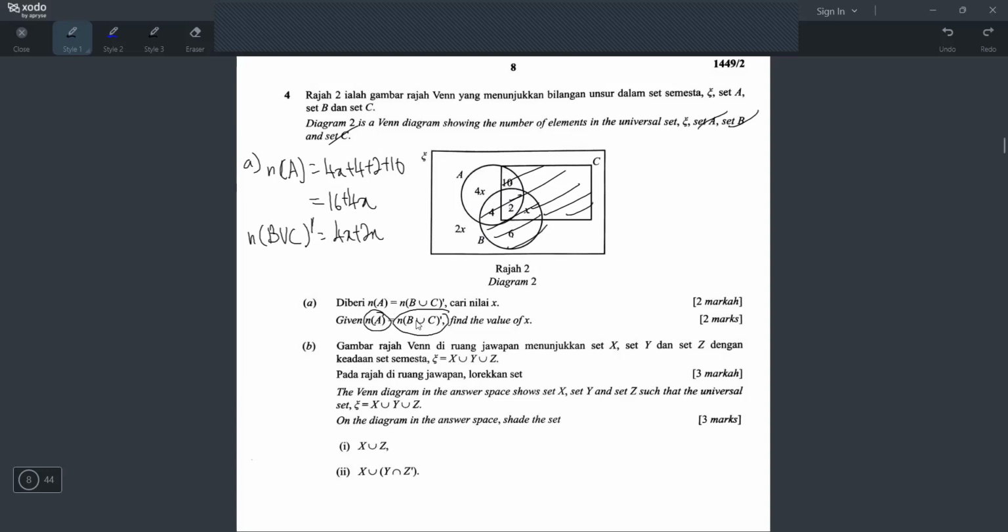And since they say these two are equal, it means I can write 16 plus 4x equals 6x, because 4x plus 2x is 6x, right? So I'll just write 16 plus 4x, that's the NA, equals the NB union C complement, which is 6x. Now I can find x. Just move this over, it becomes 6x minus 4x equals 16, 2x equals 16, and x equals 8. And they ask you to find x, right? So yeah, that's the answer, right?